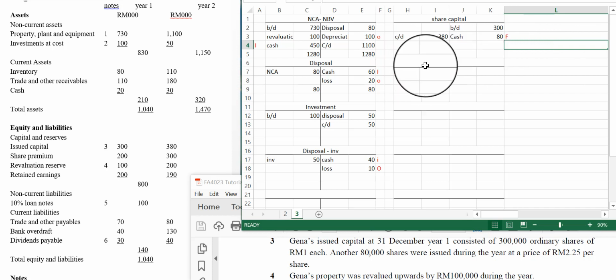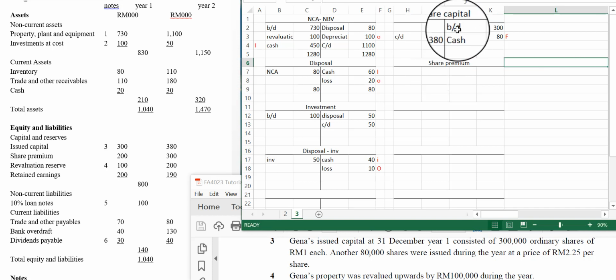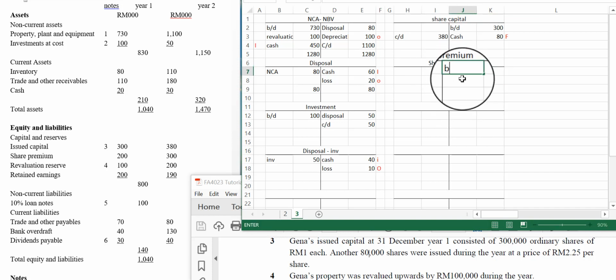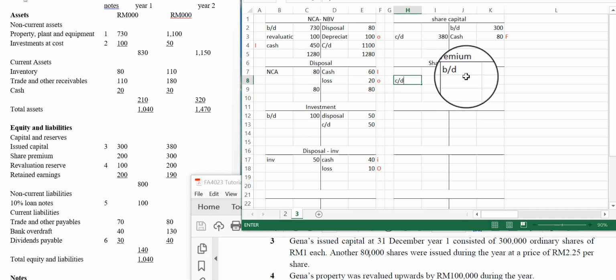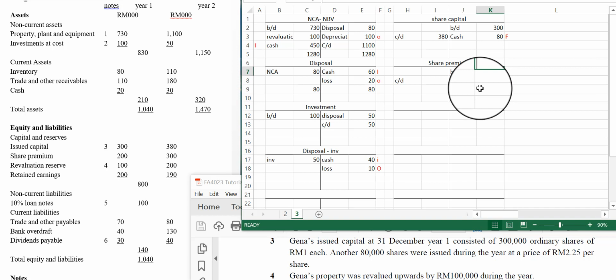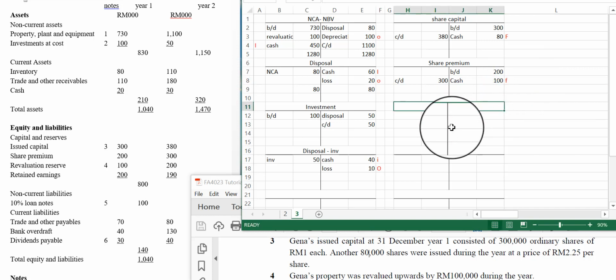Okay. Now next one you have share premiums, same principles. So you have BD and CD. BD is 200, CD is 300. So there's an increase of 100. So this one is your cash. Okay, since it's shares, you go to financing.